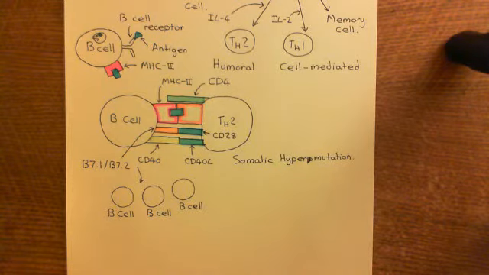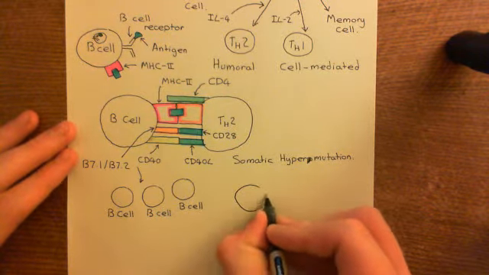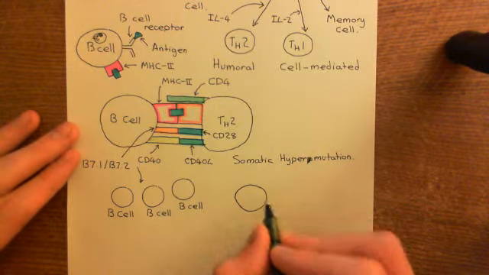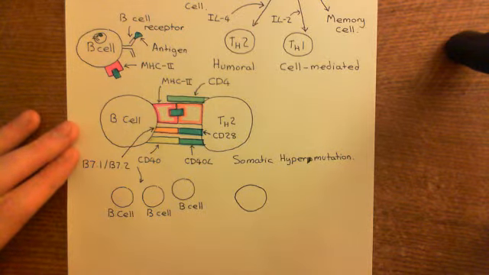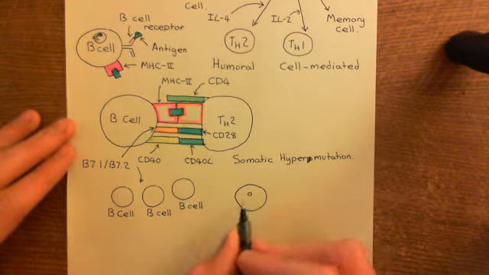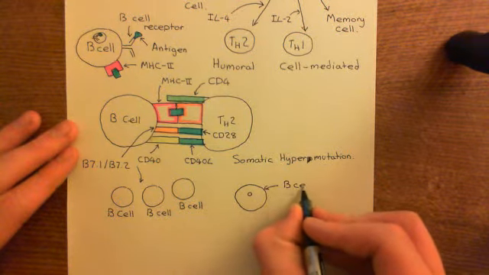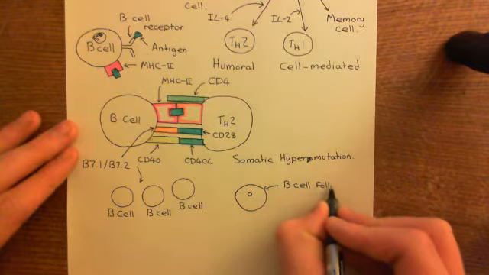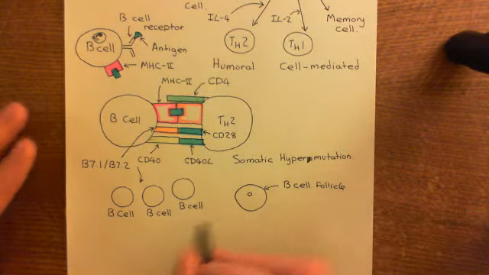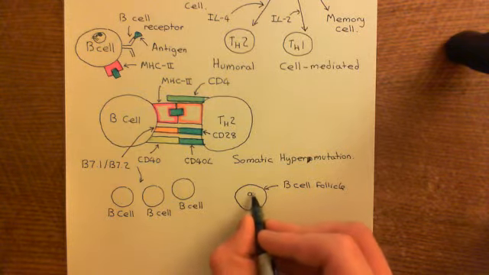Now, what's going to happen? If we think about what's happening in the B cell follicle, and this is important. So if this is the B cell follicle within the lymph node, so I've taken a single B cell follicle out here, then you're going to get a whole population of these B cells. We started off with a single cell within this B cell follicle, and now it's going to divide and divide and divide. So you're going to end up with a whole population of these cells.